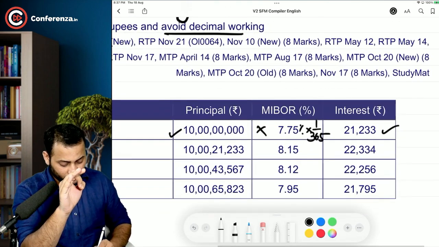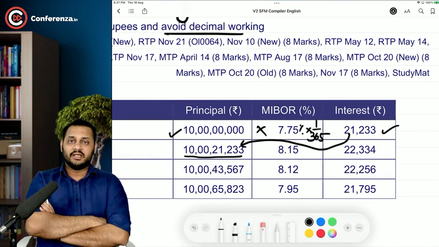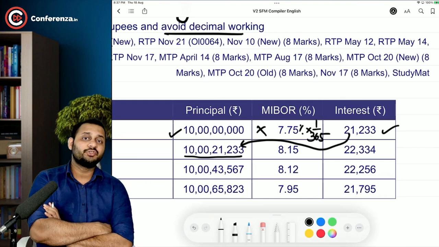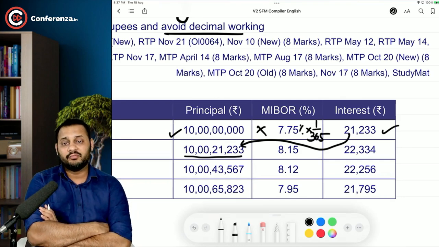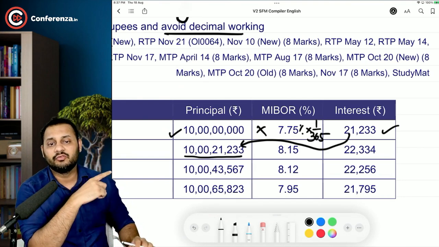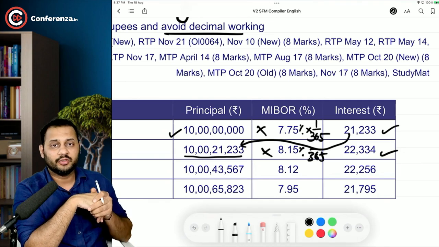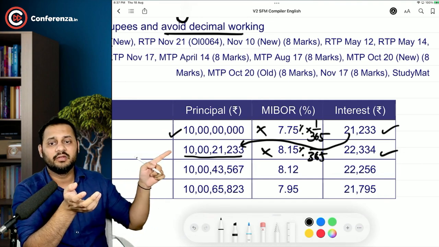10 crore plus 21,233. Next day, the interest will be calculated on the principal plus the previous interest which was not paid by the other party. And since it was not paid, we are again going to calculate the interest on that. That too, 8.15% for the second day, divided by 365. Now the interest is 22,334. This is also not paid by the other party. We will add that to the previous amount.